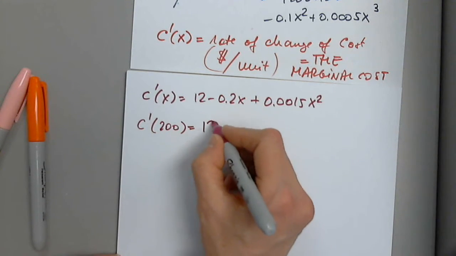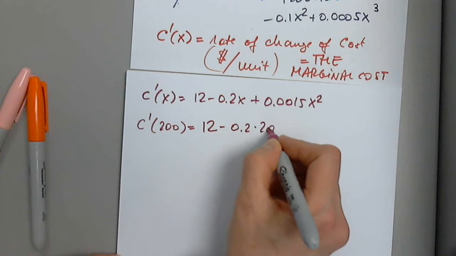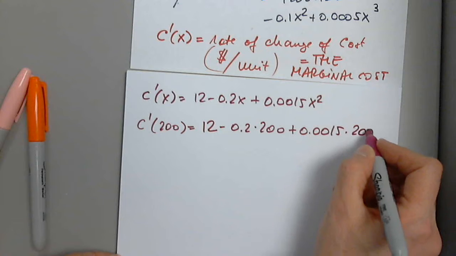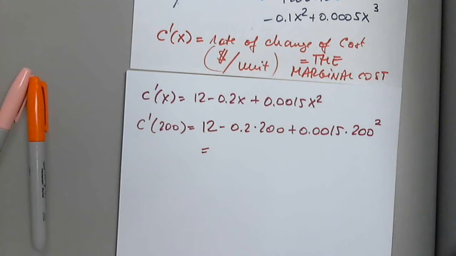Okay, 200. So 12 minus 0.2 times 200 plus 0.0015 times 200 squared. Okay. Obviously, I can't calculate today. I'll wait for you to give me the answer.